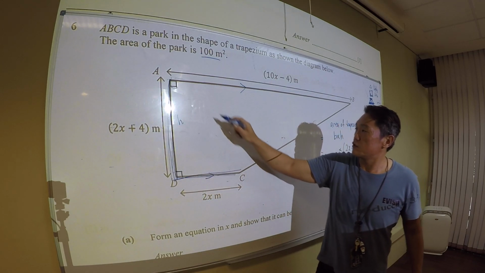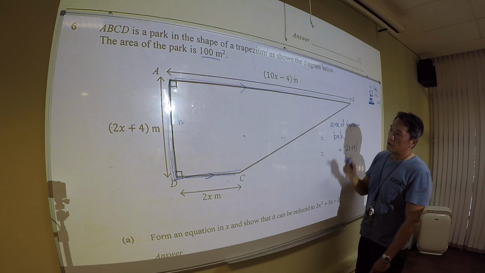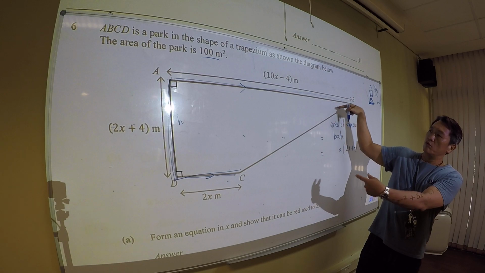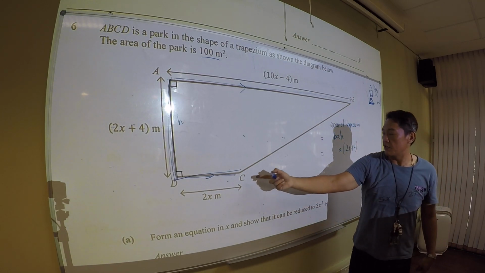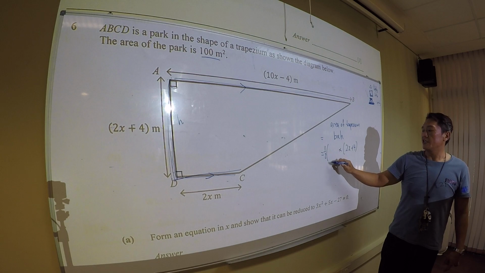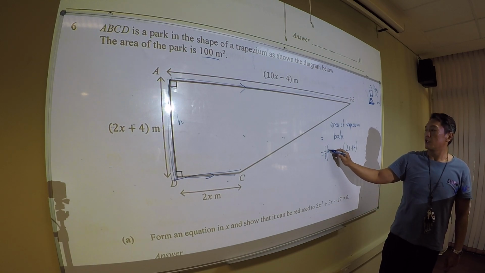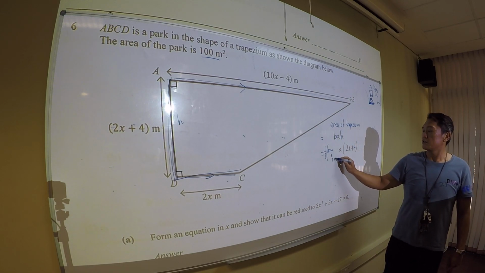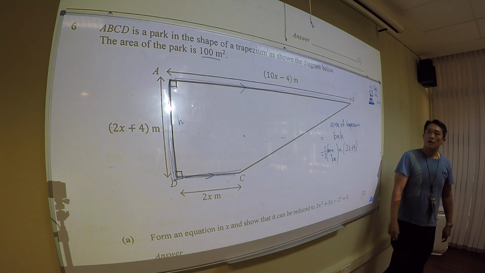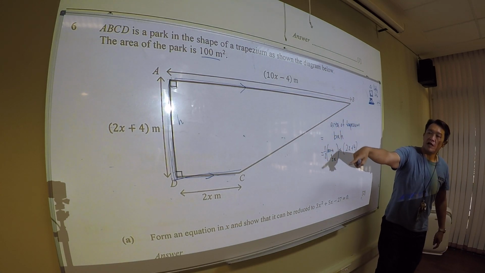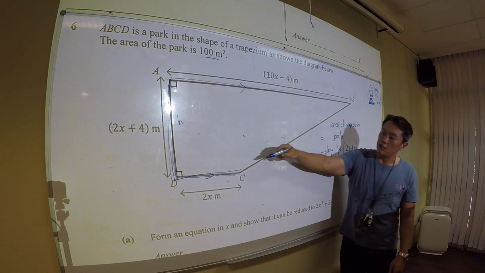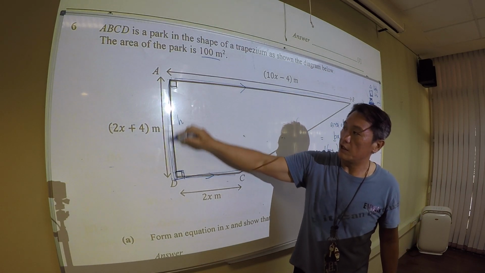My base is these two parallel sides. But I want a base, and I have two of them with different lengths. So I take the average. I add them together and divide by 2. Then x minus 4 plus 2x. Because they have two lengths, I add them together and divide by 2, then I will get my base already. So it is still base times height.